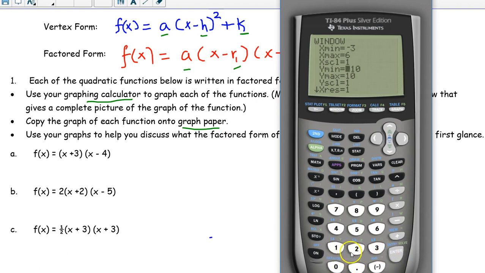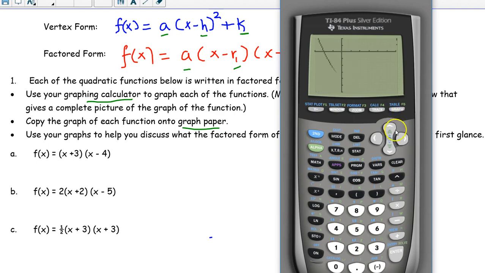Y minimum is negative 30 we thought, right? And the maximum is 10. Let me go back to the table to double check. And the scale, we can have 5, that is, it is going up by 5s. I'm looking for the y value, maximum 10, and minimum is around negative 30 because of this negative 24. Okay, everything is set in the window.